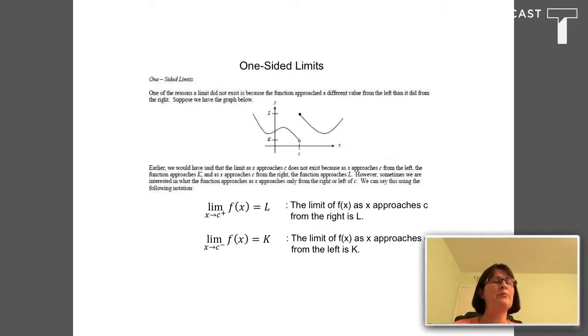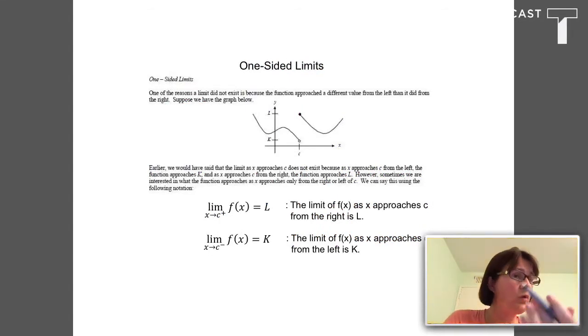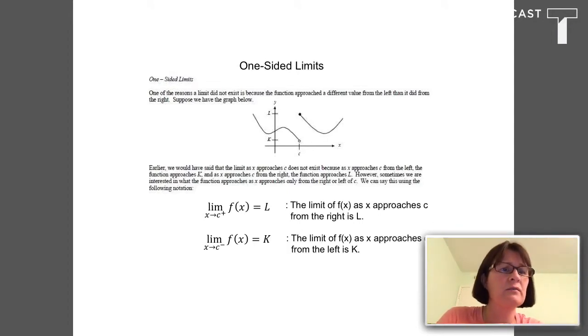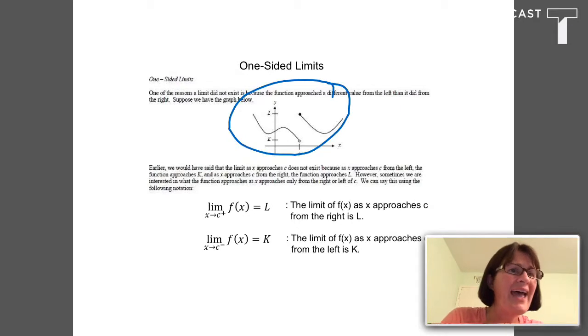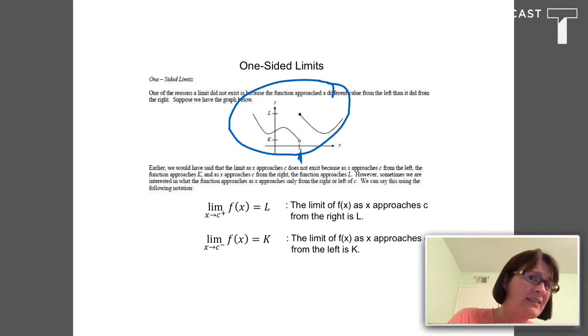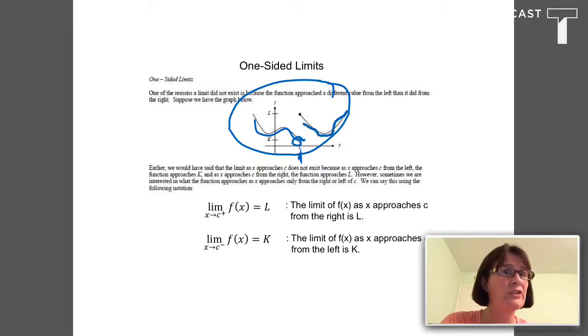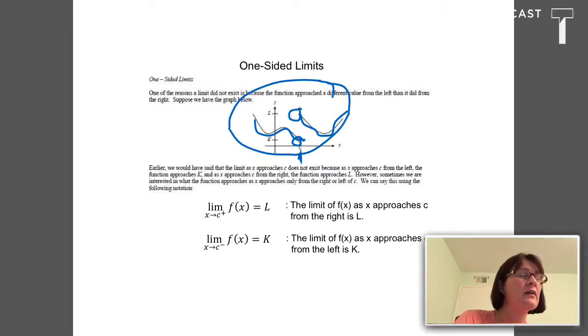So here we have an example of what we talked about just a minute ago. The limit of this function as x approaches c doesn't exist, because as I approach x equals c from one direction, I'm headed for one y value, and as I approach x equals c from the other direction, I'm headed for a different y value. So here the limit fails to exist at x equals c.